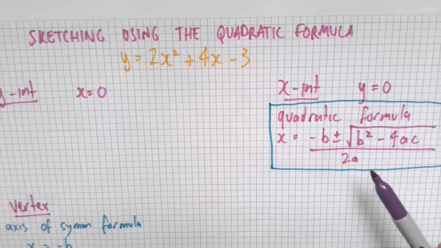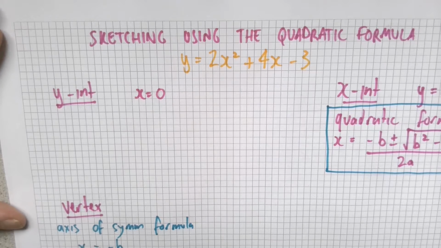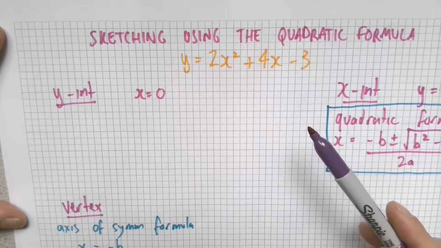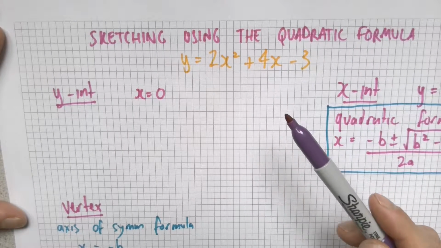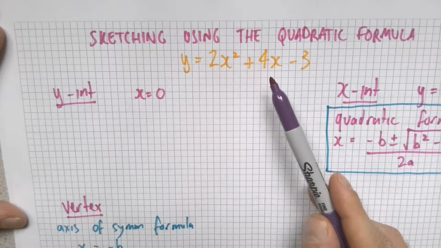So they're the three key features we're going to use. And if you want to go on ahead and sketch that on a Cartesian plane, that's up to you, but I'm just going to show you today how to get those three features from an equation. So the equation I'm looking at today is y equals 2x squared plus 4x take 3.